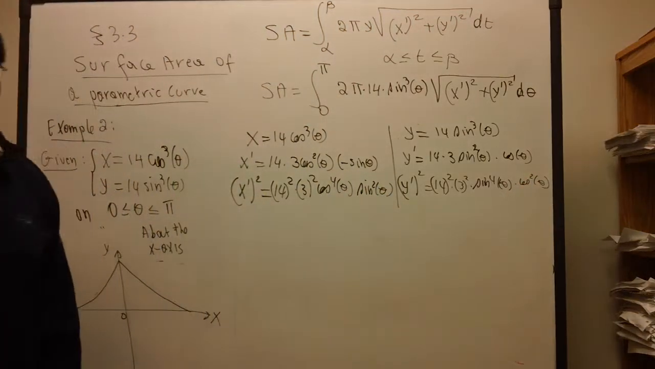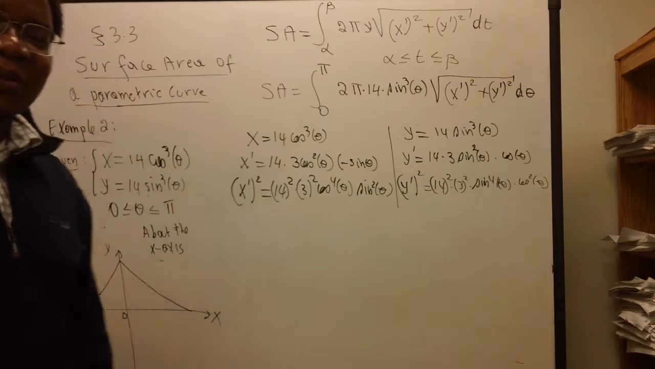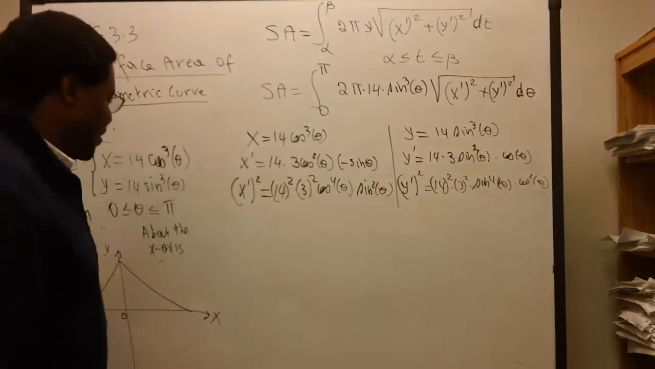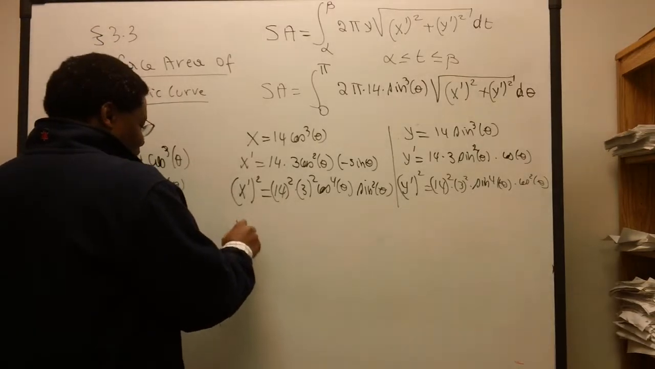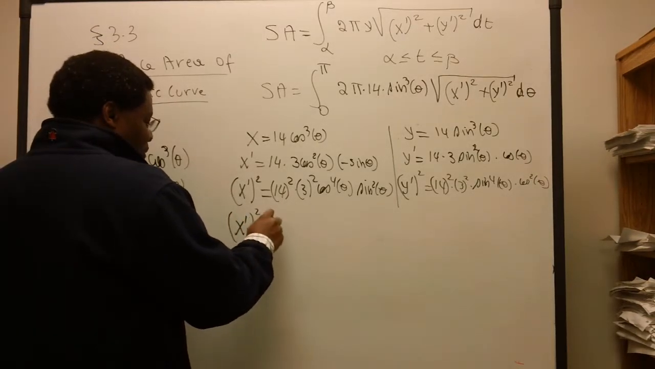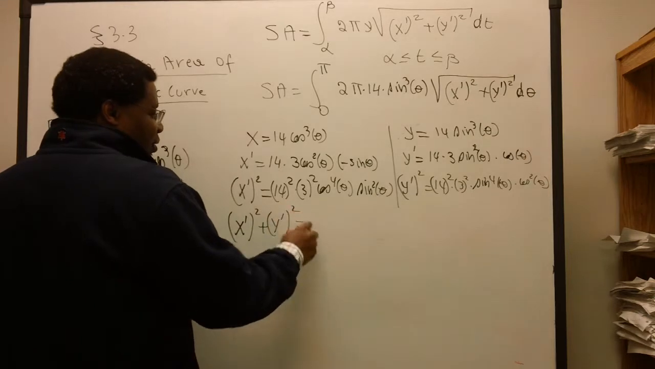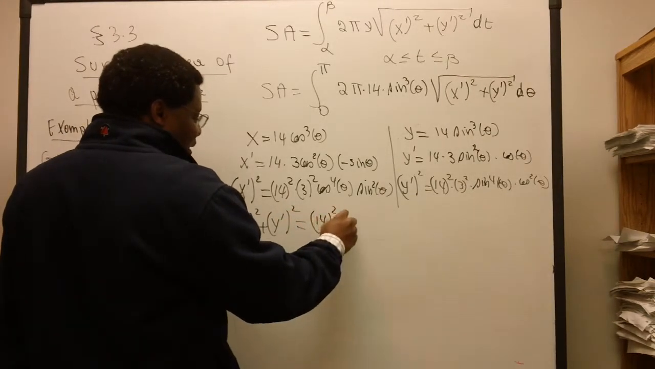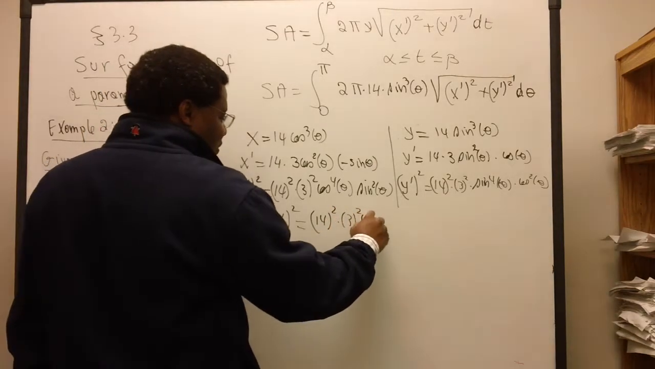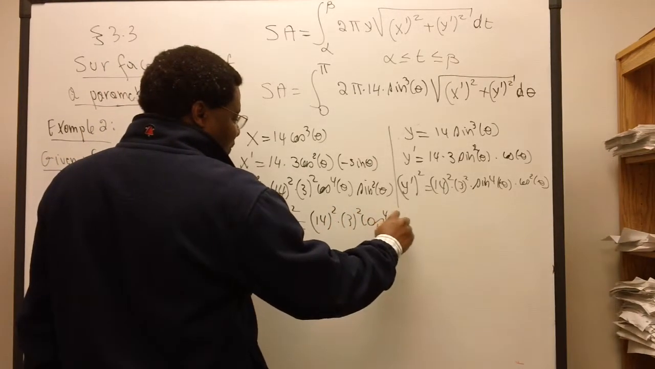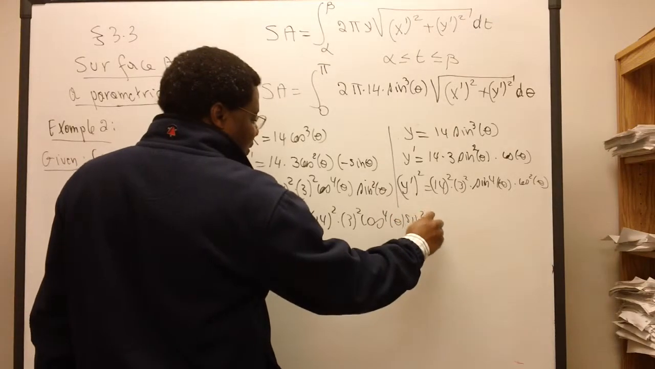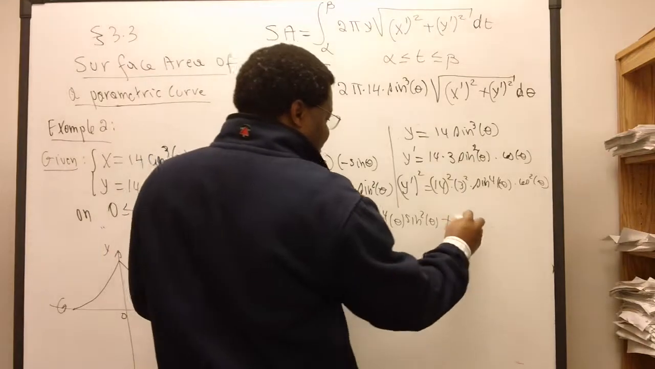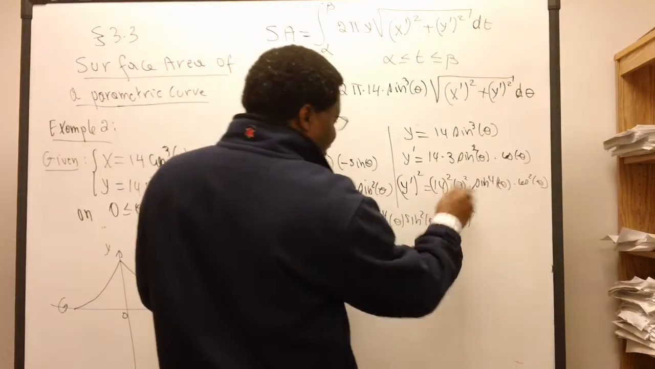All right, so we got x prime squared and then y prime squared. And now we need to add them up. So x prime squared plus y prime squared is going to be, well, I have x prime squared here, and then y prime squared, and you just copy those.